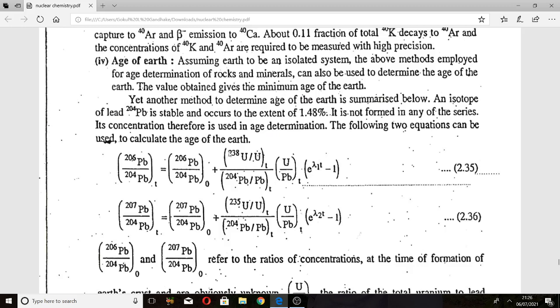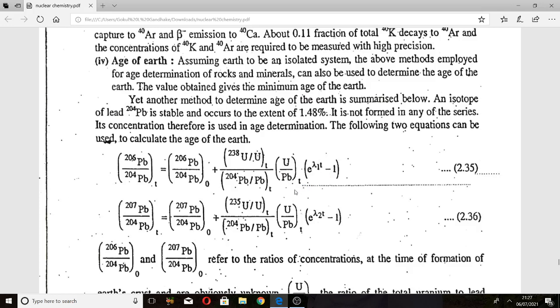Let me give the equation to calculate the age of the earth. Lead 206 divided by lead 204 at t is equal to lead 206 divided by lead 204 at 0 plus uranium 238 divided by lead 204 at t, times (e^(lambda 1 t) minus 1). This is one of the equations.